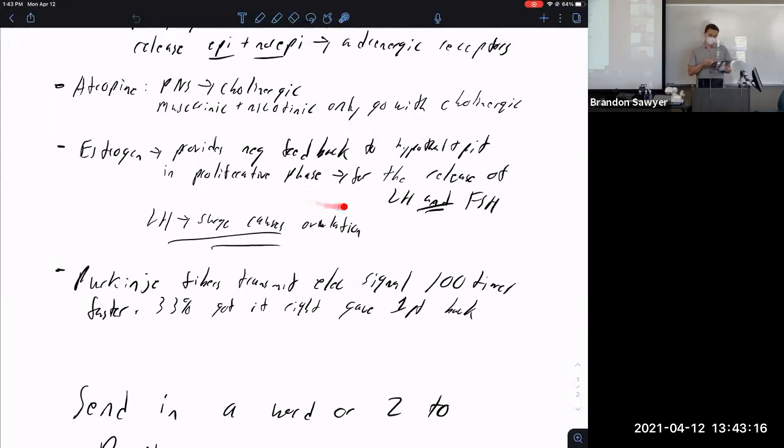Okay. And then yeah, for the release of LH and FSH. So a lot of students just chose one, LH or FSH, but it's both, right? Those both get released together by the pituitary gland.